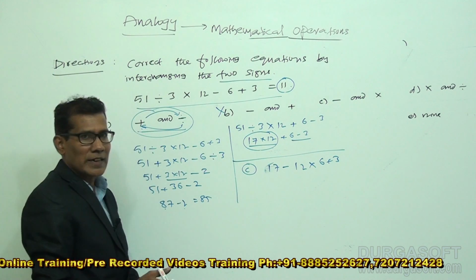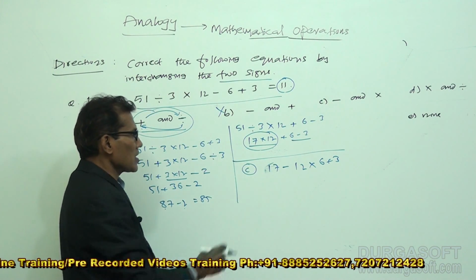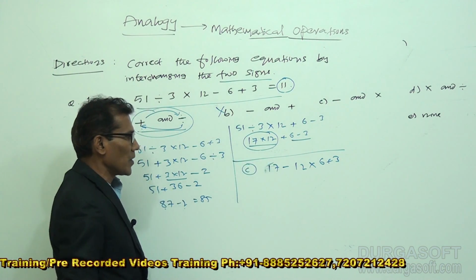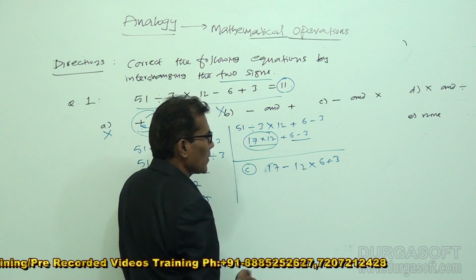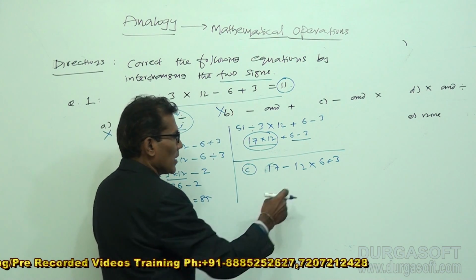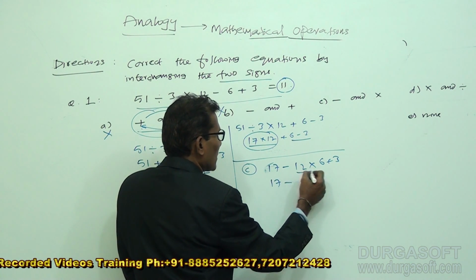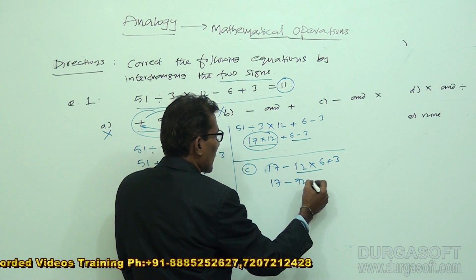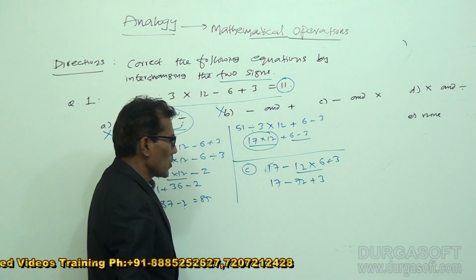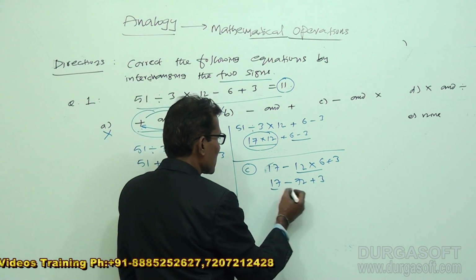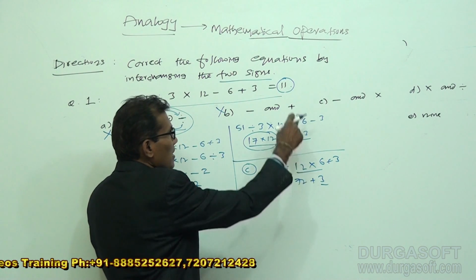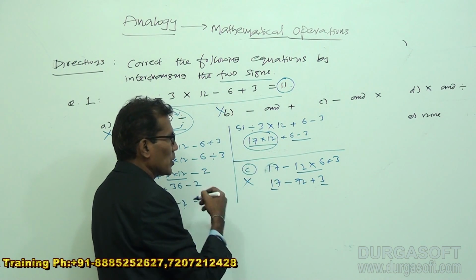Better use your skill while writing the equations. Once something is clear, you can do it very fast. So next, according to the DMAS rule, the multiplication is done first. 17 minus 12 into 6, it is 72, and plus 3. So even here 17 plus 3 is going to be 20, minus 72, it is bigger than 11. Therefore C cannot be your answer.